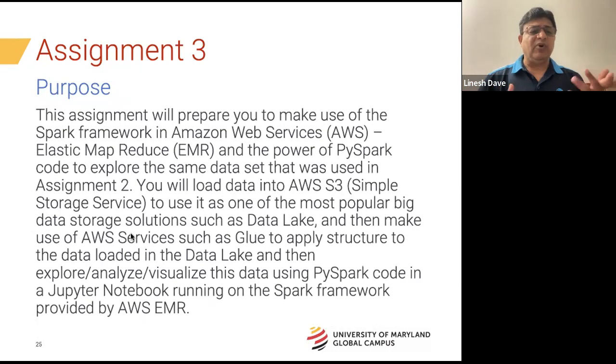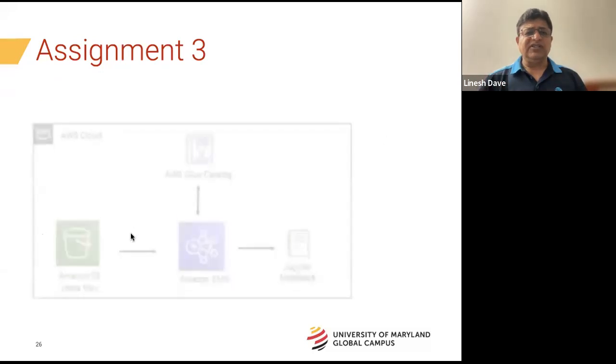And then you would explore, analyze, or visualize the data using the PySpark code, which is in a Jupyter notebook running on the Spark framework provided by the EMR. Okay, so that's the main purpose.